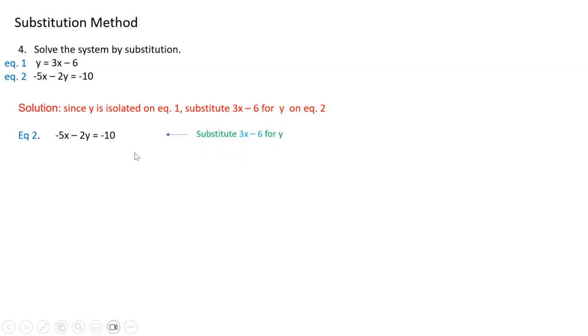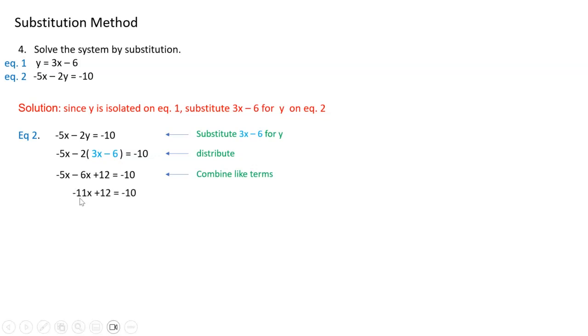So we're going to plug in 3x minus 6, and I like to use color code. That way students can see exactly what happened. So I'm going to plug in 3x minus 6 for the value of y. Now I use the distributive property. So we get negative 5x, and then we multiply negative 2 times 3x and negative 2 times negative 6. And this is the result: negative 5x minus 6x plus 12 equals negative 10. Now on the left side of the equal sign, we simplify by combining like terms. Negative 5x minus 6x gives us negative 11x.